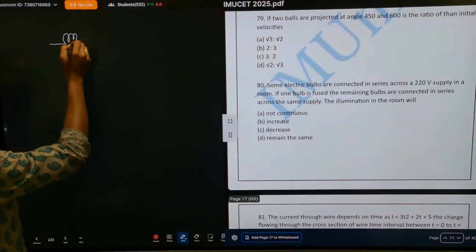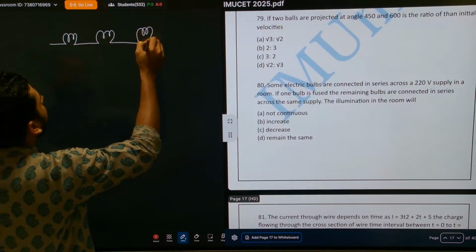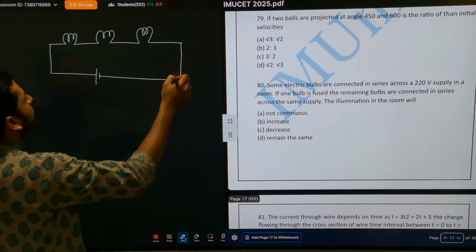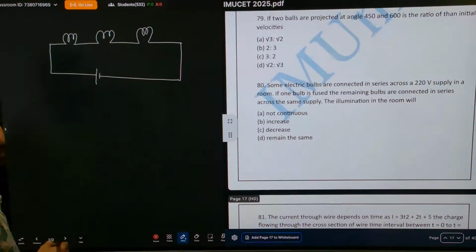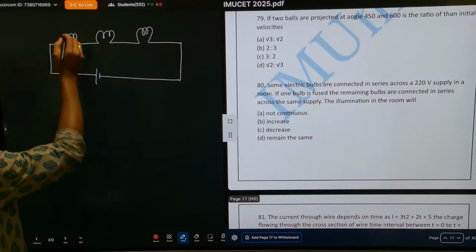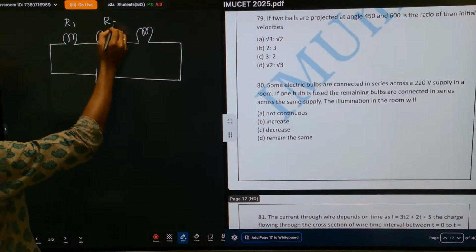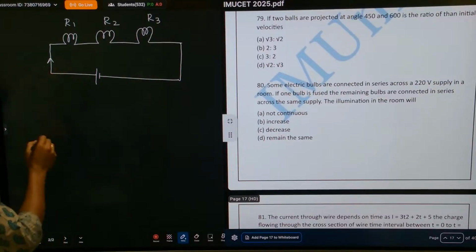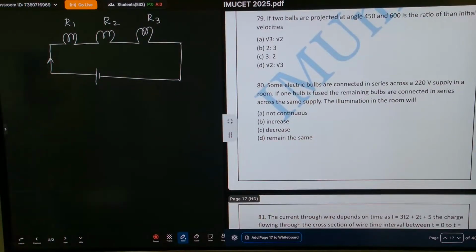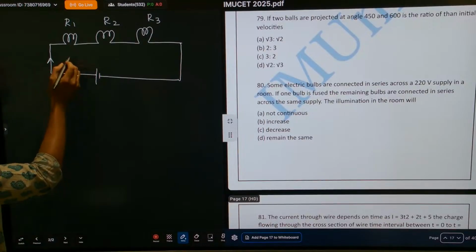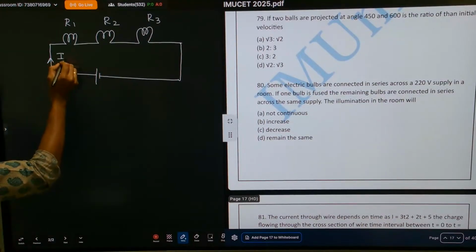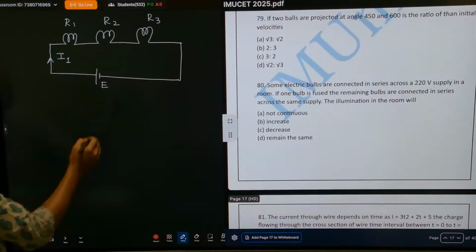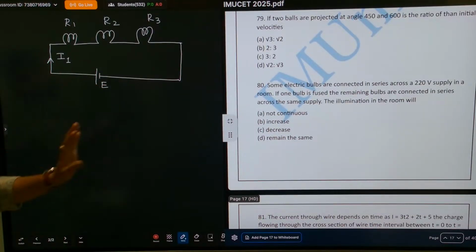Let's draw the circuit. As we are doing this PYQ, we will do it in a proper way. Let's say these are the 3 bulbs. Let's say it has resistance R1, this has resistance R2, this has resistance R3. So all the bulbs are now in the same series order, and let's say the current is I1. Whatever, let's say EMF you have applied E and something is there. So this is the preliminary part. Okay.